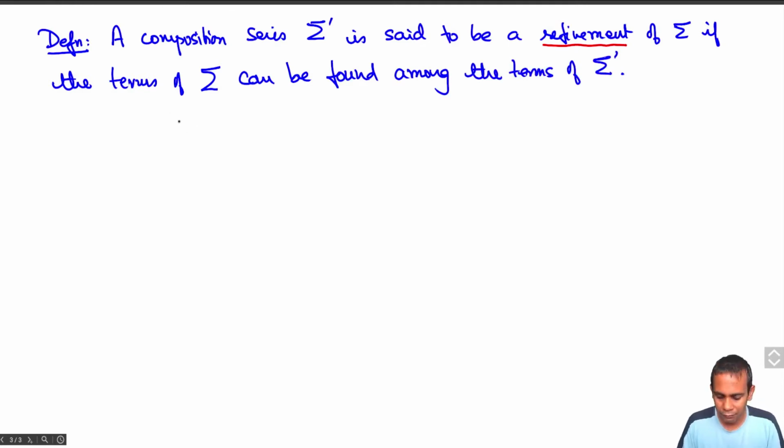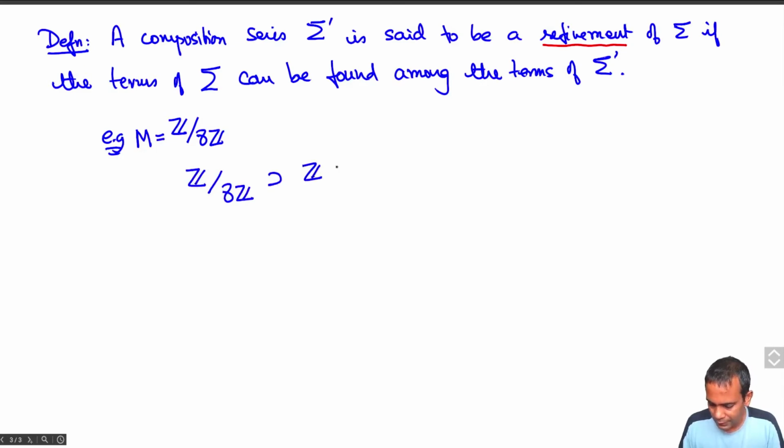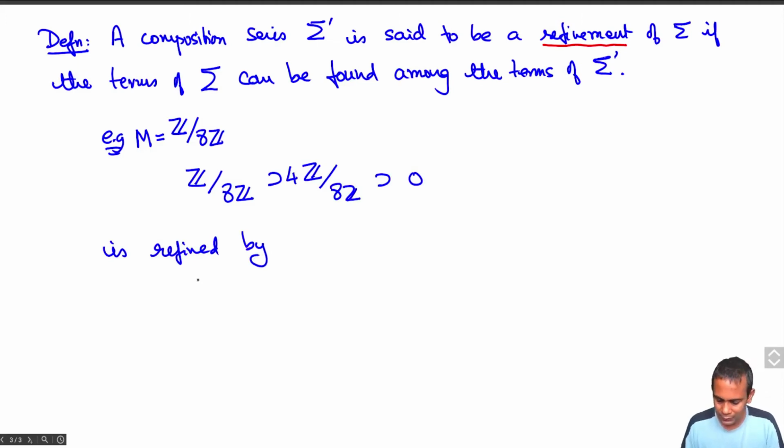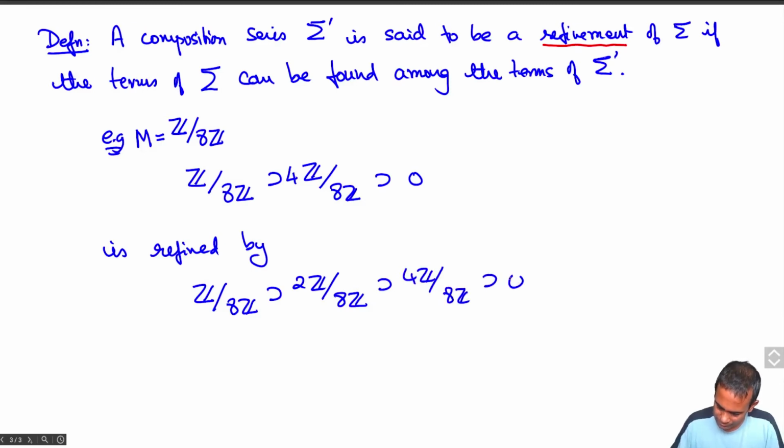So for example, if we look at Z mod 8Z, we have a composition series which is just Z mod 8Z contains 4Z mod 8Z contains 0, which is refined by Z mod 8Z contains 2Z mod 8Z contains 4Z mod 8Z contains 0, because each of the terms of this first series sigma is to be found amongst the terms of the second series sigma prime. So we'll say that sigma prime is a refinement of sigma.